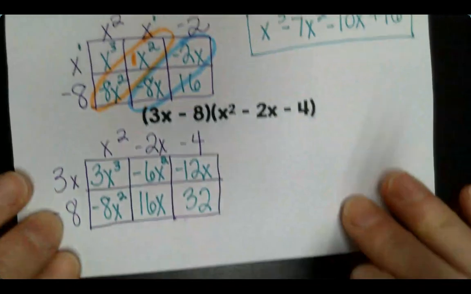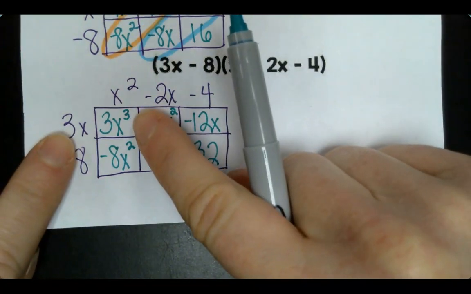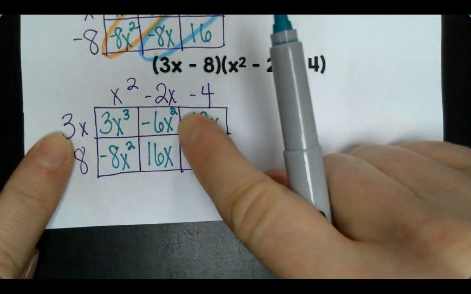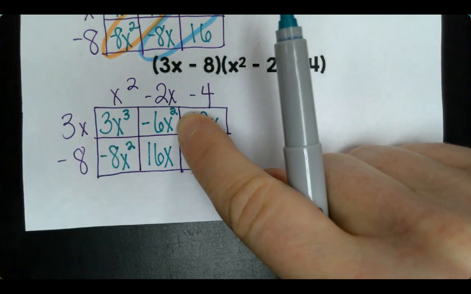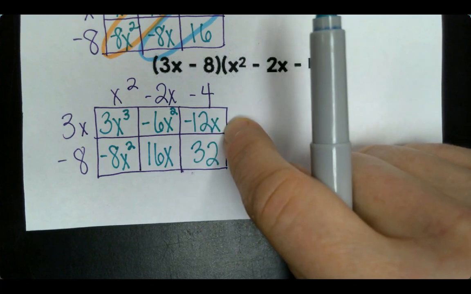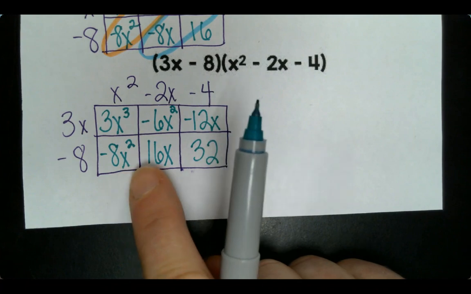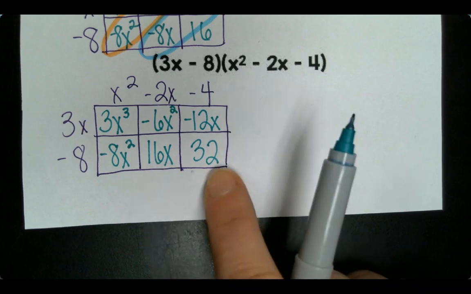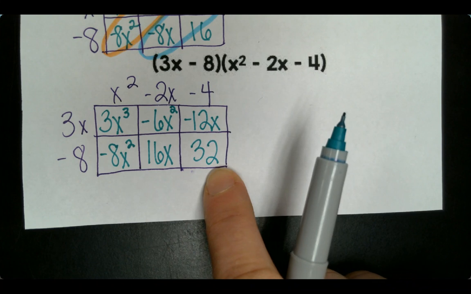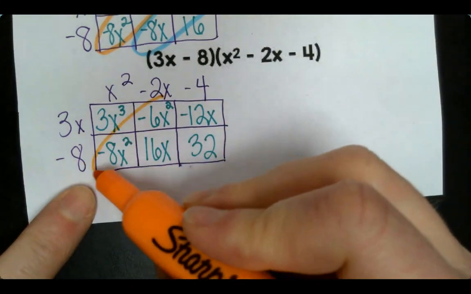All right, let's see how y'all did with the box. So the first term is 3x squared. Second term is -6x. Oh, that's cubed, sorry. That one's squared. -12x. -8x squared. +16x. The reason is because it's negative times a negative. And then +32. Now combine your like terms.